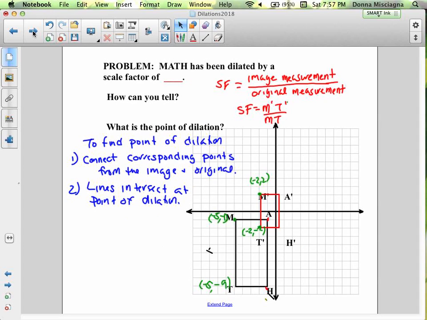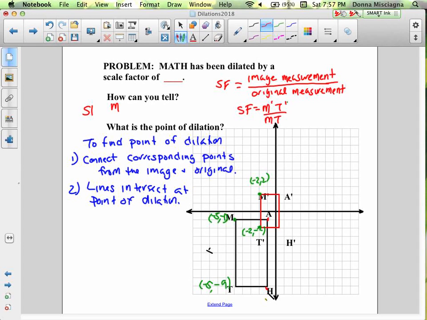MATH has been dilated by a scale factor of... Remember it's going to be image measurement over original measurement. Here we have nothing but vertical and horizontal lines, so we can use any one we want. It looks like I have the coordinates down for MT and M prime T prime, so let's use those ones. Remember, it's got to be the image first in the numerator.